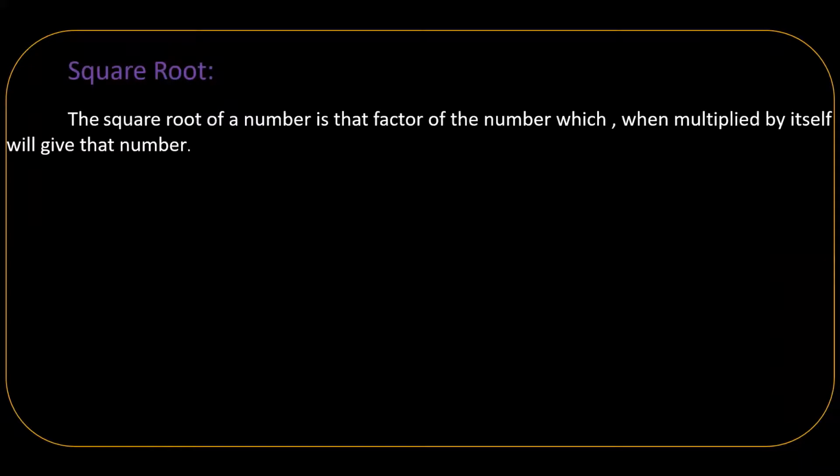Next, what is a square root? What is the square root of a number? The factor of the number which when multiplied by itself will give that number. Let's take an example. Before that, what is square root? The symbol of square root is this. This is the symbol of square root.